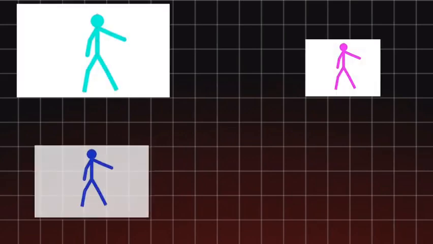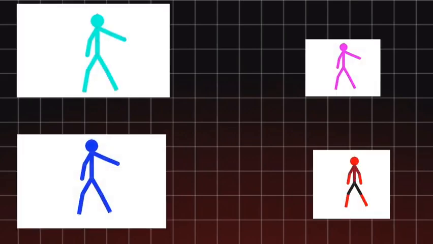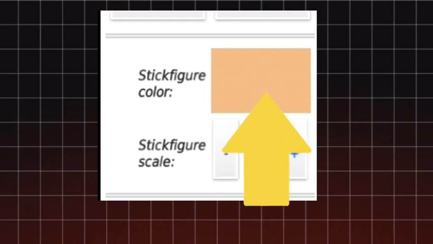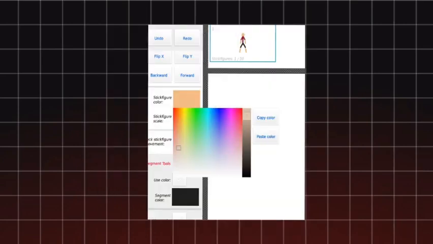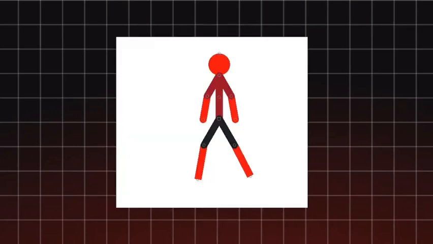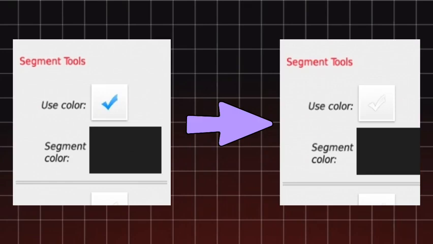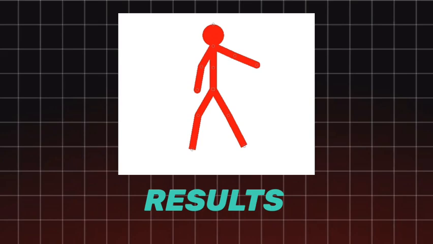Let's learn how to change the stickman's color into a uniform color. What you are going to do is click on stick figure color and select the color that you want. By doing this, you'll find out that the stickman's segments have not changed. They have remained in their segment colors. So what you are going to do is activate each segment and remove this blue tick on the stick segment color, and the result will be that the whole stickman becomes a uniform color.